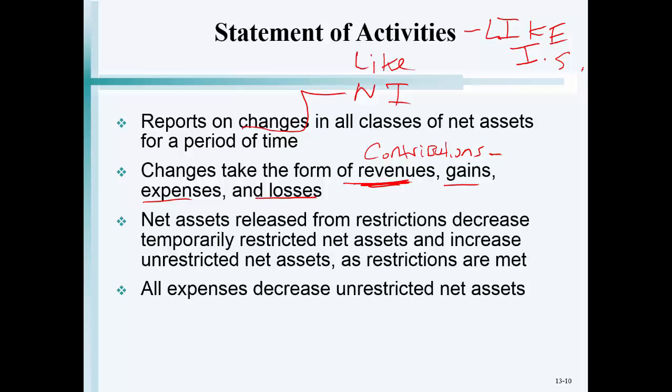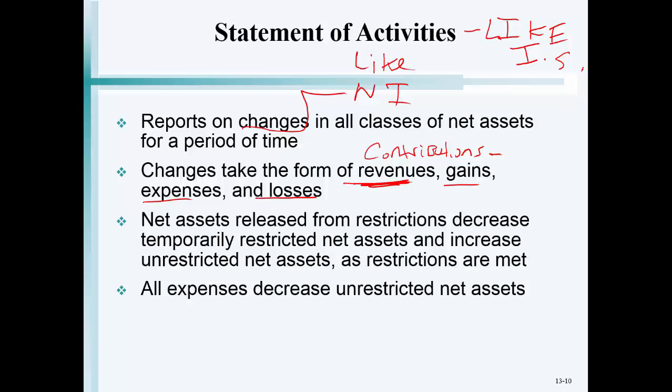So the way this statement will work is we'll show contributions coming in, and when we show those contributions coming in, they will come in either unrestricted, temporary restricted, or permanently restricted. Unrestricted meaning that the donor gave us the money that year, and there was no restriction on it. Temporary and permanently meaning they put a restriction on it, right?